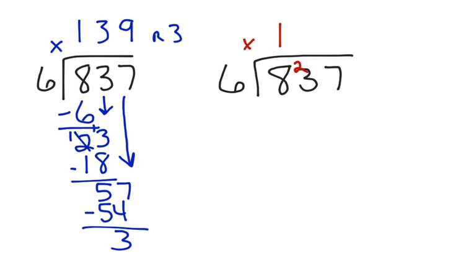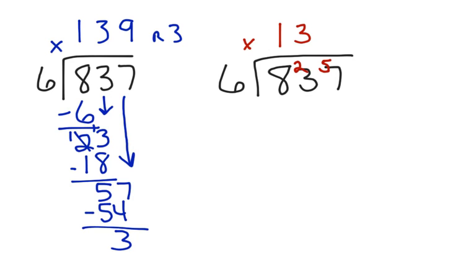And now I'm going to take the 23. 6 times what number is close to 23 without going over? 3. That's good. 6 times 3 is 18. We were trying to get 23. How far away did we get? 5. All right, we were 5 away. I'm going to put that right next to the 7.